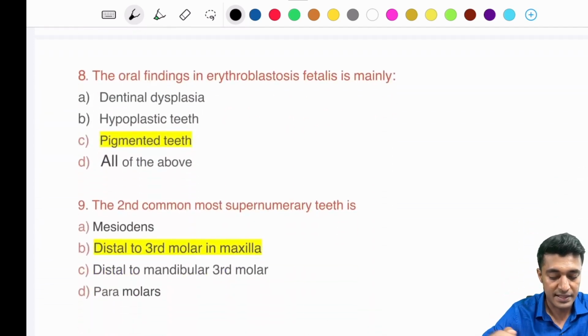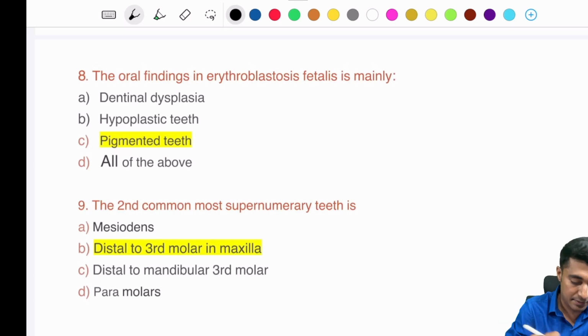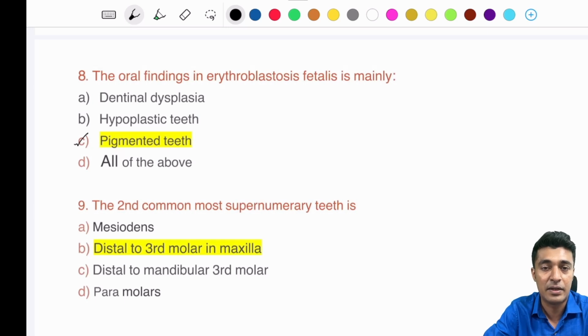The overall finding in erythroblastosis fetalis is mainly what? It is the formation of pigments in the teeth. We know that erythroblastosis fetalis is an Rh antigen mediated disease in which the mother's antibodies fight against the RBCs of the child. So pigmented teeth are a characteristic feature of erythroblastosis fetalis.